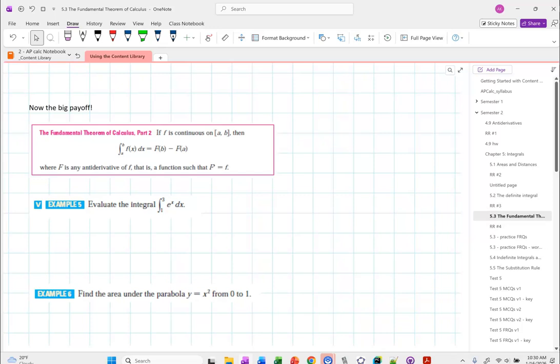How much easier does that make life than having to grind through those terrible limits and summations and all that nonsense? It just becomes the antiderivative, which was fairly easy to do, at least in the circumstances we started with, right? Yeah. That's the payoff.